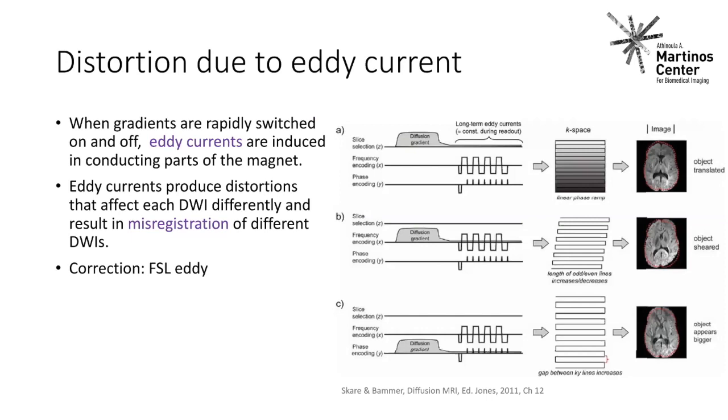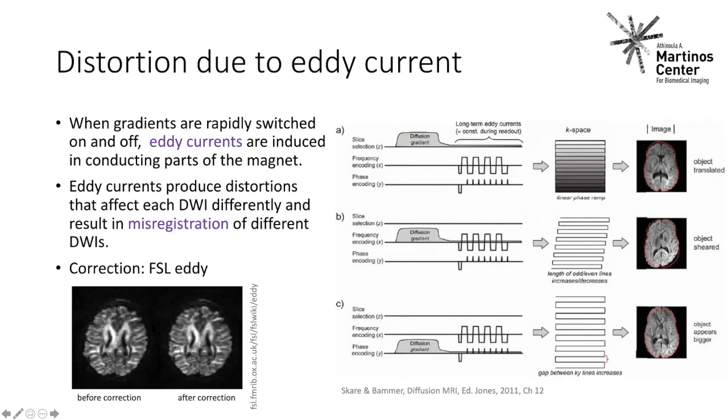Okay, so there's another distortion because of eddy currents. When gradients are rapidly switched on and off, eddy currents are induced in conducting parts of the magnet. Eddy currents produce distortions that affect each image differently and result in misregistration of different images. The commonly used toolbox is FSL eddy to correct this eddy current distortion. The eddy current distortion can lead to translation, shearing, and maybe size scaling along the phase encoding direction.